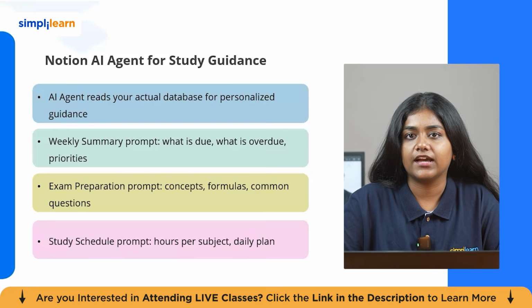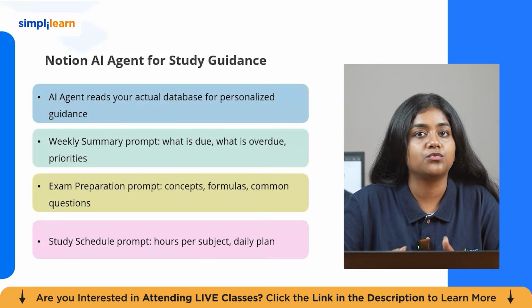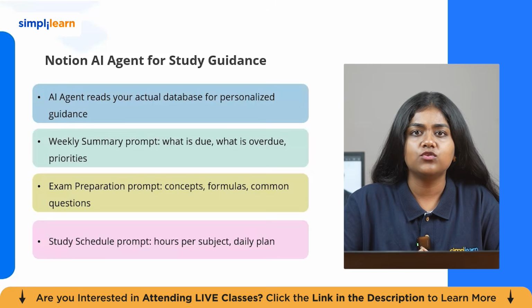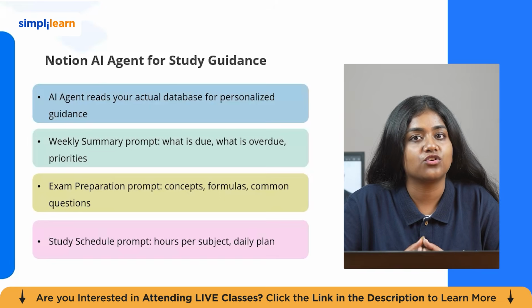When you ask Notion AI Agent the same question, it reads your actual database. It knows you have a neural network report due on June 1st, rated very hard and in progress. It knows you have a Python assignment due on June 5th, rated medium and not started. It knows everything. It gives you advice based on your real data.